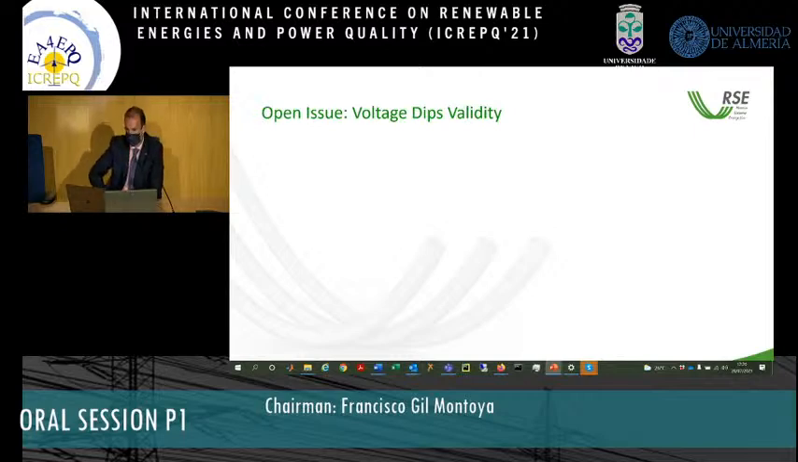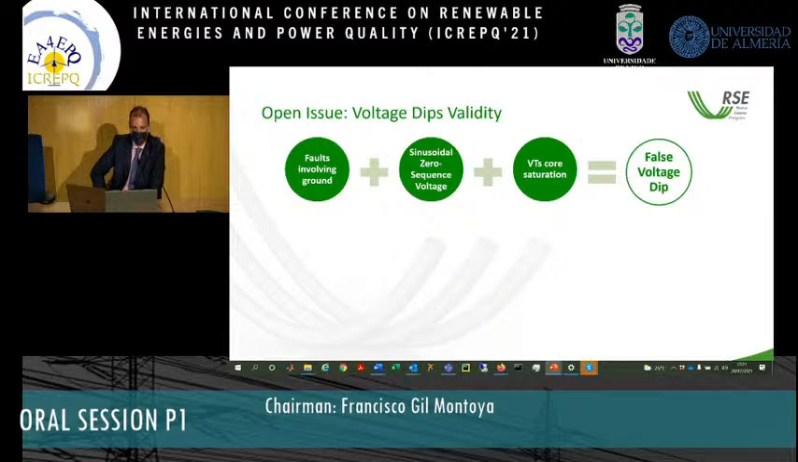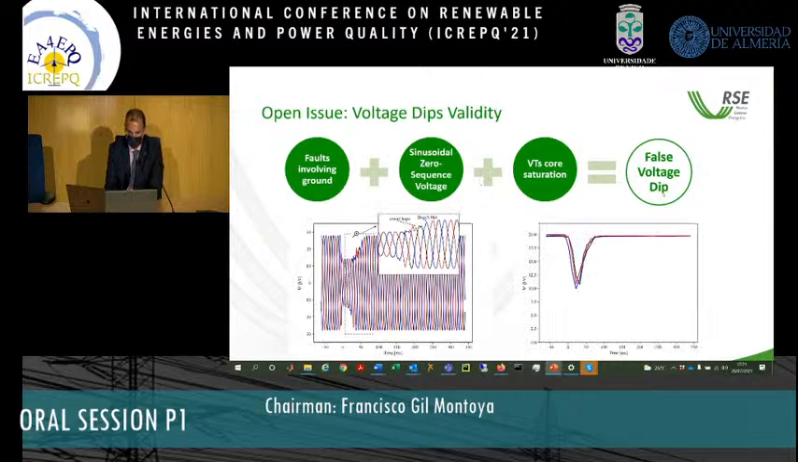In the Italian distribution network, we know that we have a certain number of isolated neutral system topologies. It is well known that faults involving ground produce a sinusoidal zero sequence that can produce a saturation of the voltage transformer core. This produces a typical false voltage dip, because there is a reduction of the output of the transformer, but there is no reduction in the voltage supply.